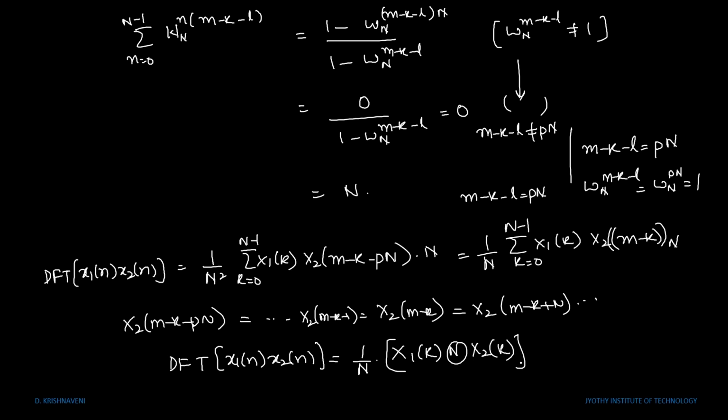And this proves the property. Multiplication in the time domain is equivalent to circular convolution in the frequency domain. Circular convolution in the time domain is equivalent to multiplication in the frequency domain.